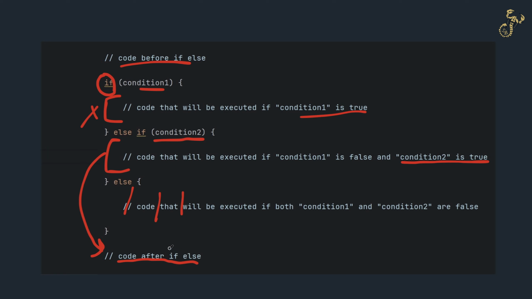And finally, if the condition 2 is also false, this code block will also be skipped and we will only execute this code right here, inside the last else block. Of course, after the code here will be executed, we will also execute the code after if-else block as usual. As a note here, you can have as many else if blocks as you want. So you can have if condition 1, else if condition 2, else if condition 3, and so on, and finally the final else block.